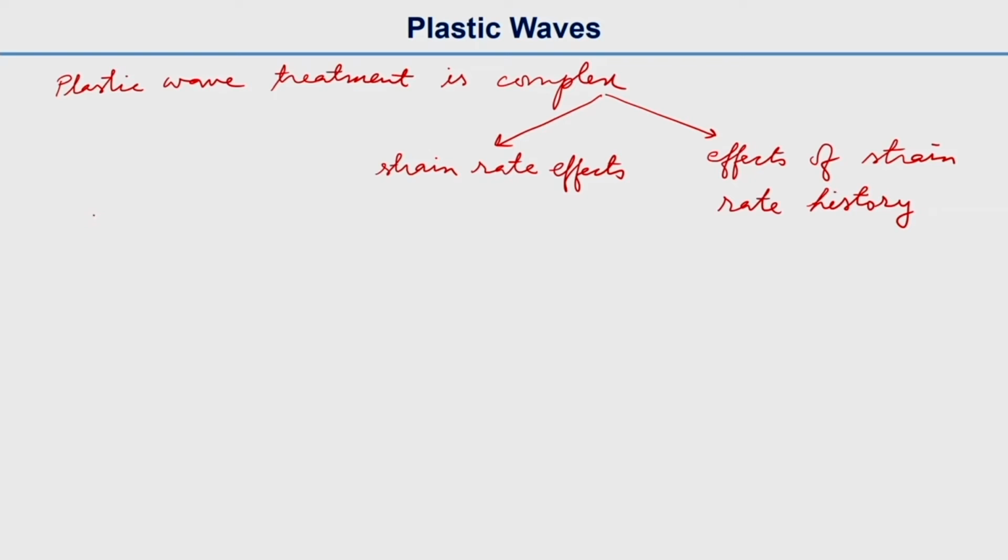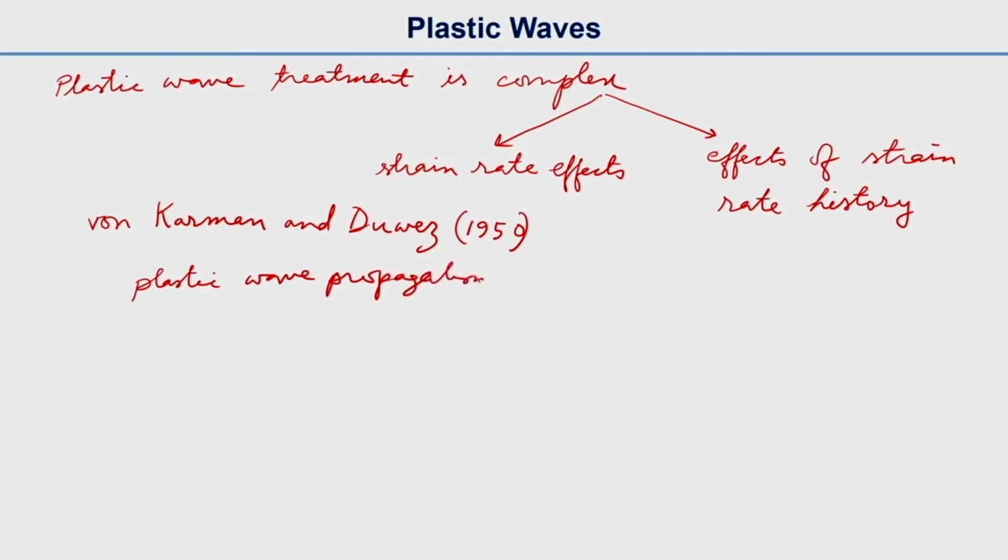So, in 1950, von Karman and Dewey proposed the plastic wave propagation equation, in which the velocity is given by d sigma d epsilon divided by mass density, square root of the whole thing. So this is the velocity of plastic wave.